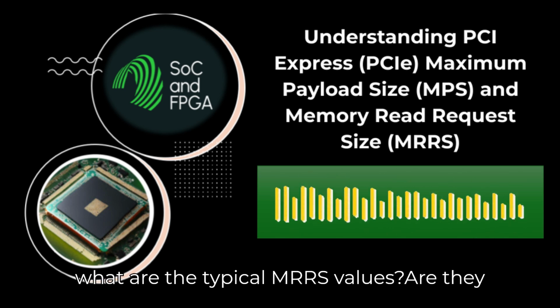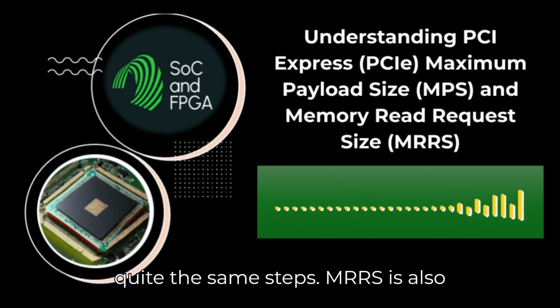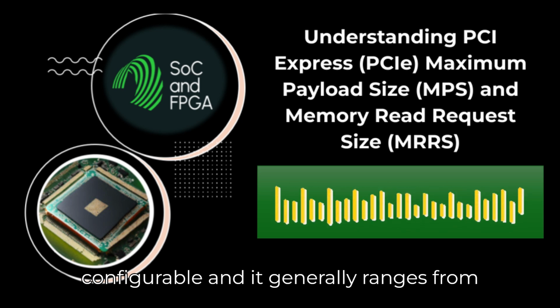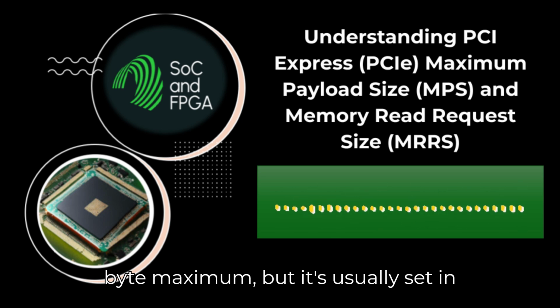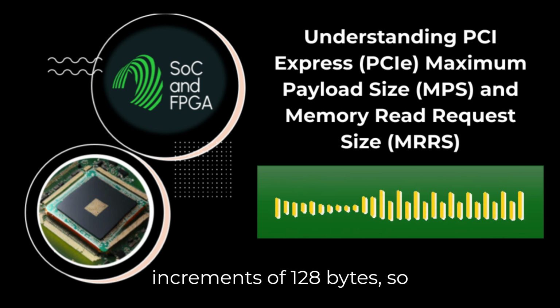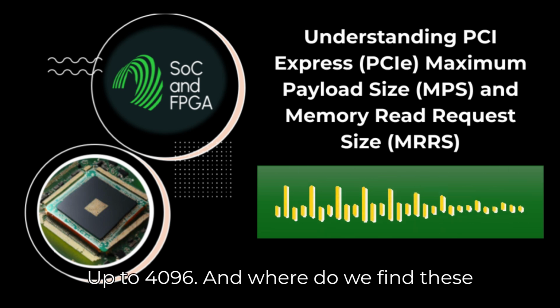So what are the typical MRRS values? Are they the same power of 2 range as MPS? Not quite the same steps. MRRS is also configurable, and it generally ranges from 128 bytes up to that same 4096 byte maximum. But it's usually set in increments of 128 bytes. So 128, 256, 384, 512, and so on, up to 4096.